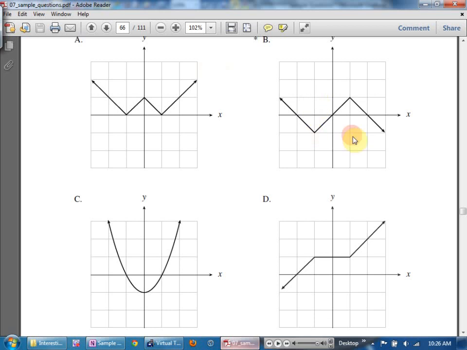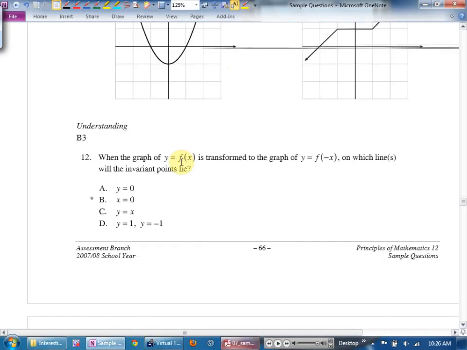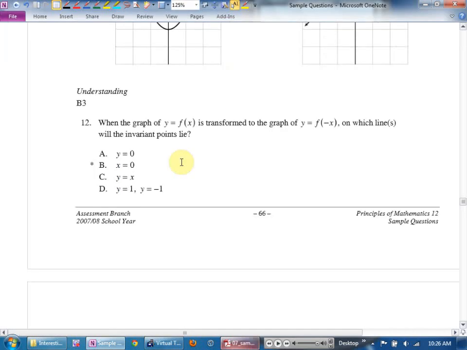Which points are invariant? What's the fancy word for invariant? Okay. So when you flip horizontally, which points are invariant? Anything on the y-axis, anything with x equals 0. When you flip vertically, what's invariant? Anything y equals 0. When you reciprocal, what's invariant? Anywhere 1 high or negative 1 high.